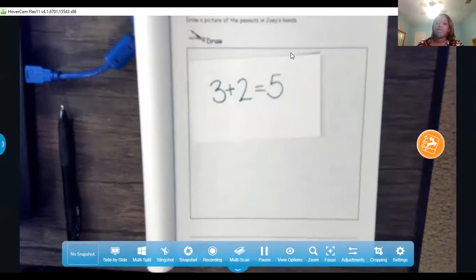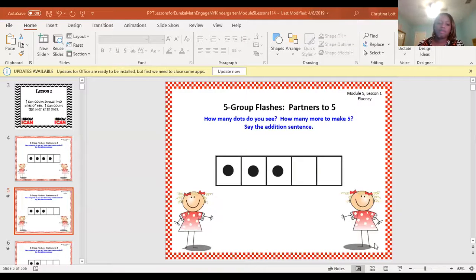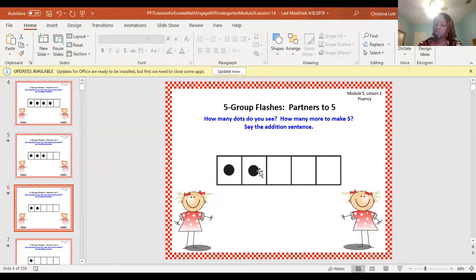Let's go back to our PowerPoint. So we have our next one. How many dots do you see there? 2. And how many more to make 5? 3. Good. So now we're just flipping our number sentence. Our end result is going to remain 5, but instead of 3 being first, now we have 2 plus 3 equals 5.